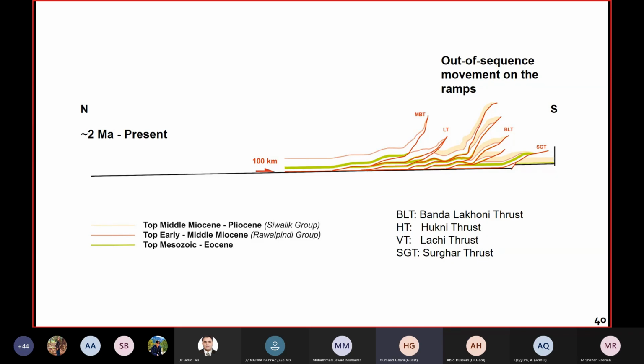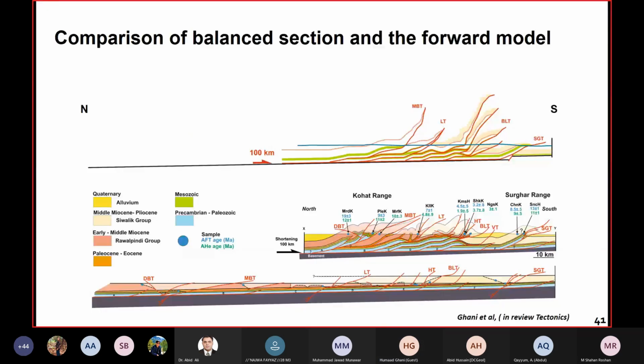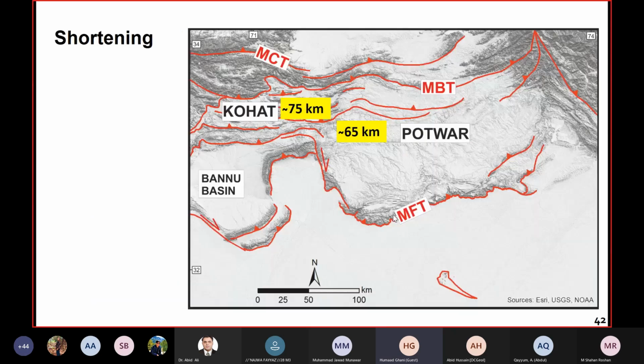And then we compare them to see how successful we are in developing or simulating these kinds of structures. Here you can see that we have produced quite nicely the same kind of deformation pattern, although it is not exactly equal to the deformation style we see in the deformed cross section. Now, on the magnitude of shortening, what we had is 75 kilometers in Kohat and 65 kilometers in Potwar.